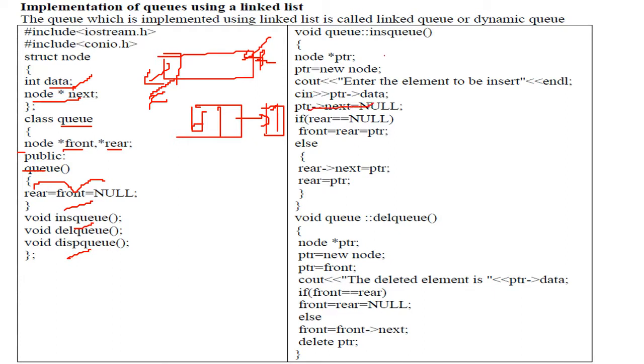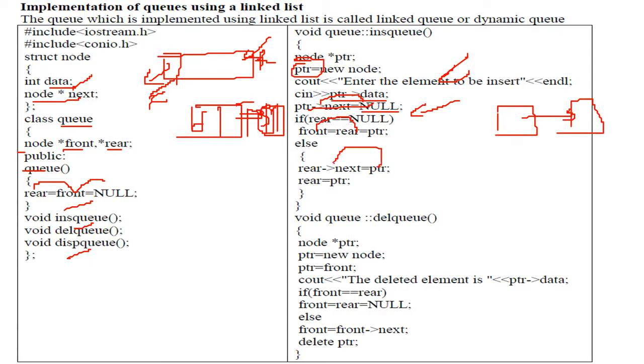In the insert queue, we will create a new node and assign it to the PTR. Then we take the element to be entered as PTR data, and PTR next will be pointed to null. We have to check if the rear is null, then front and rear point to the same node, so we have just one element here. Otherwise, PTR has to be assigned to rear next. So this rear will have an element here, and this PTR has to be given to rear.